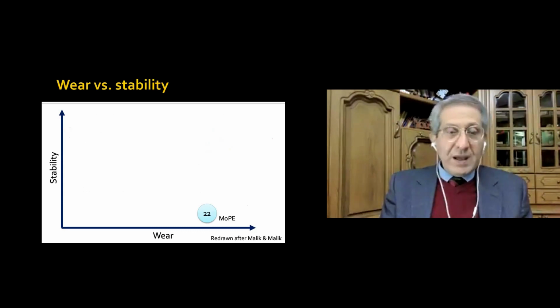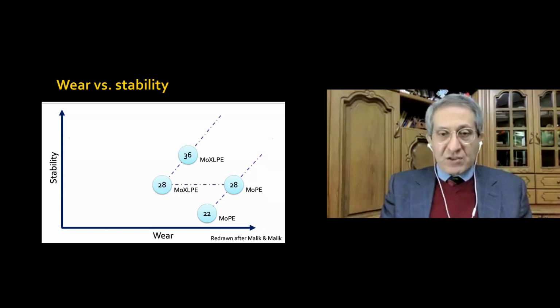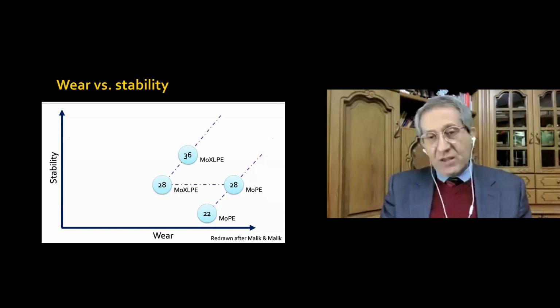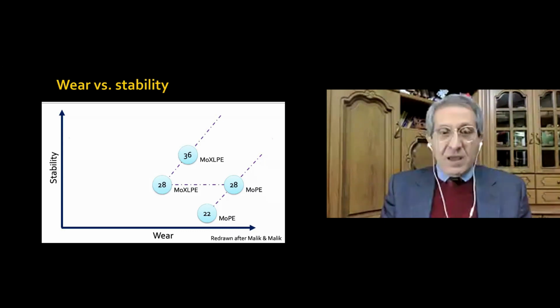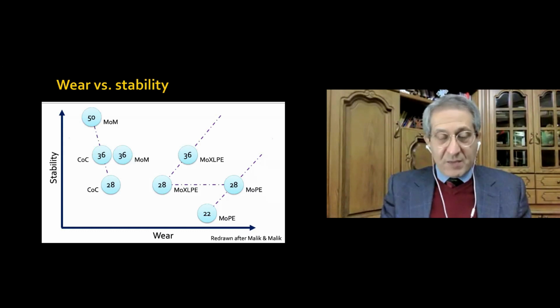The initial combination Sir John Charnley used, a 22 millimeter head with metal on polyethylene articulation, resulted in high wear and less stability. Increasing the head size to 28 millimeters increased the stability at the expense of wear. Changing the articulation into highly cross-linked polyethylene has definitely reduced wear rate. Increasing the head size to 36 millimeters proved to be a reasonable compromise. On the other hand, hard-on-hard articulations have shown reduced rate of wear. Using a larger head in this type of articulation definitely increases the stability without affecting wear very much.